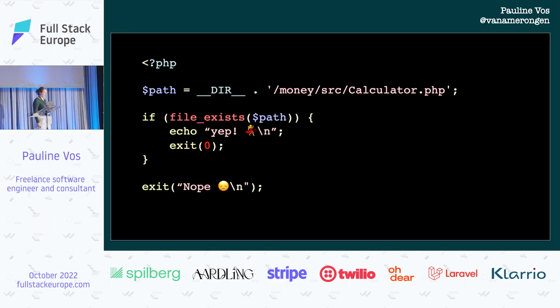So let's say I had, Matthias, you might recognize this directory name, because I actually use your money repository for a lot of Git practice stuff.